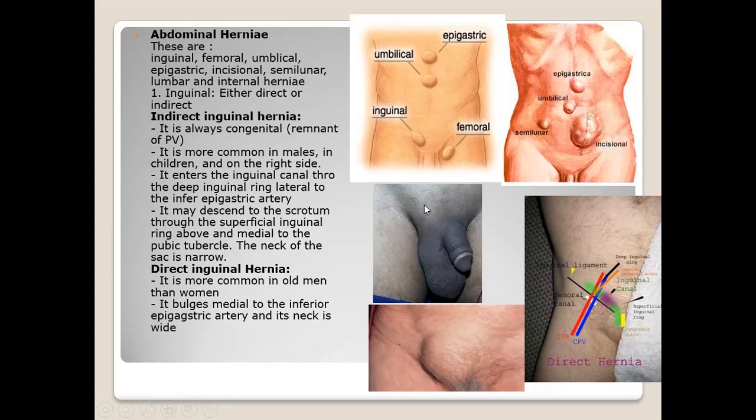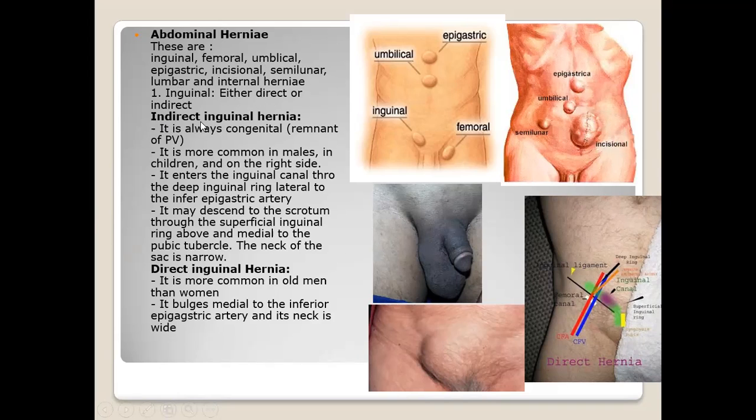See here, these are the inguinal hernias. So, as I said, the abdominal hernias can be of different types: the inguinal, femoral, umbilical, epigastric, incisional, semilunar, lumbar, and internal hernias. Internal hernias are hernias inside the abdomen. The most common will be the inguinal hernias, and these can be of two types: direct or indirect.